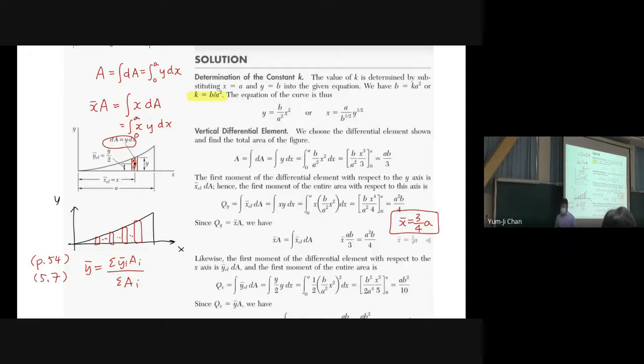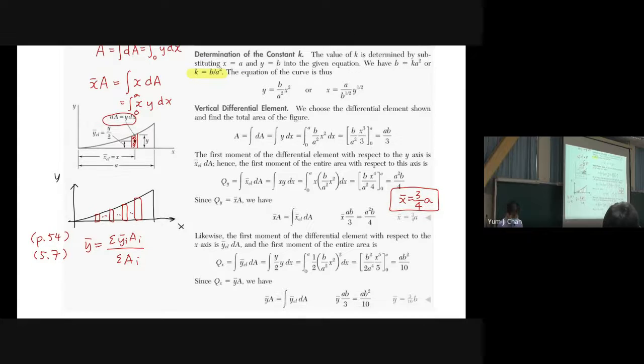Therefore, we can write it like this. The total area is A, and for each shape we have a y bar times the A.